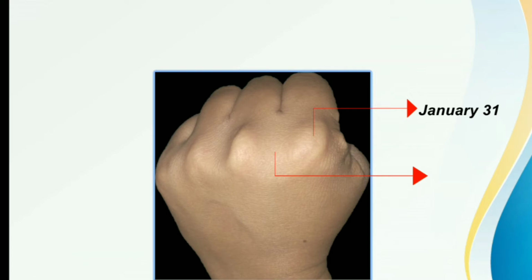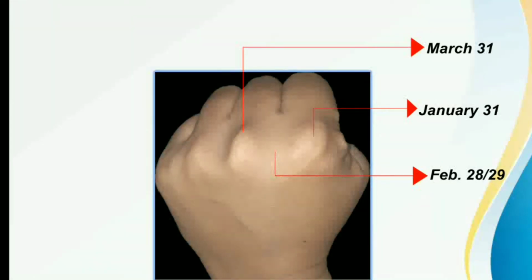Pero nga, the exception to the rule is February. Kasi yung February would never have 30 days. Nasa 28 or 29 lang siya, okay? And then next is the month of March. Since natapat siya sa joint, that means March has 31 days. Next to March is April. And since natapat siya sa space, that means April has 30 days.